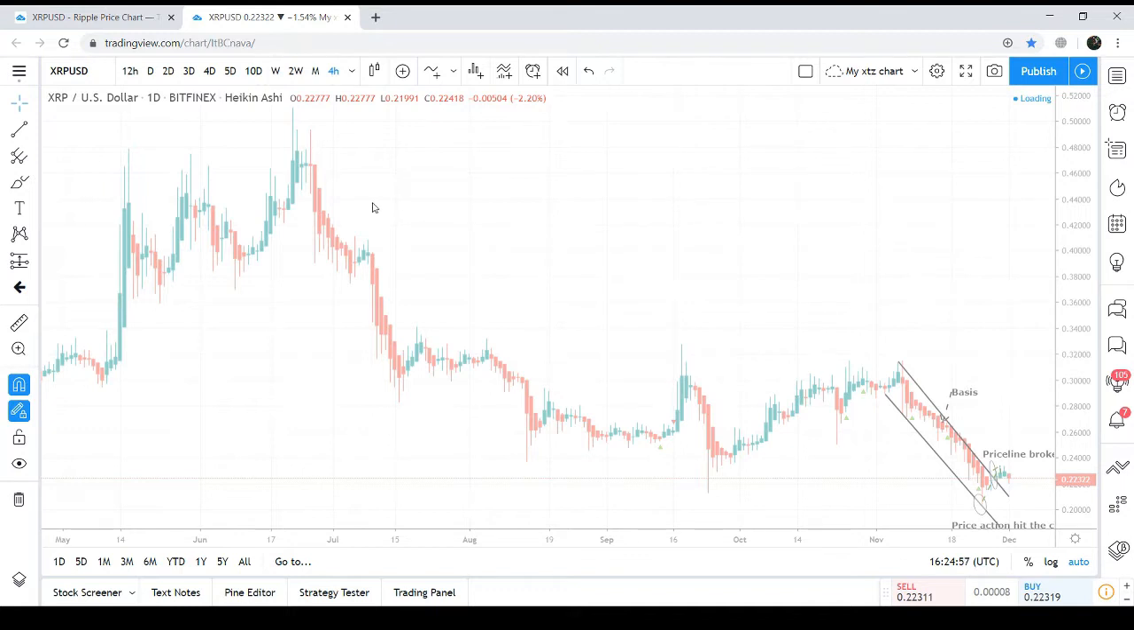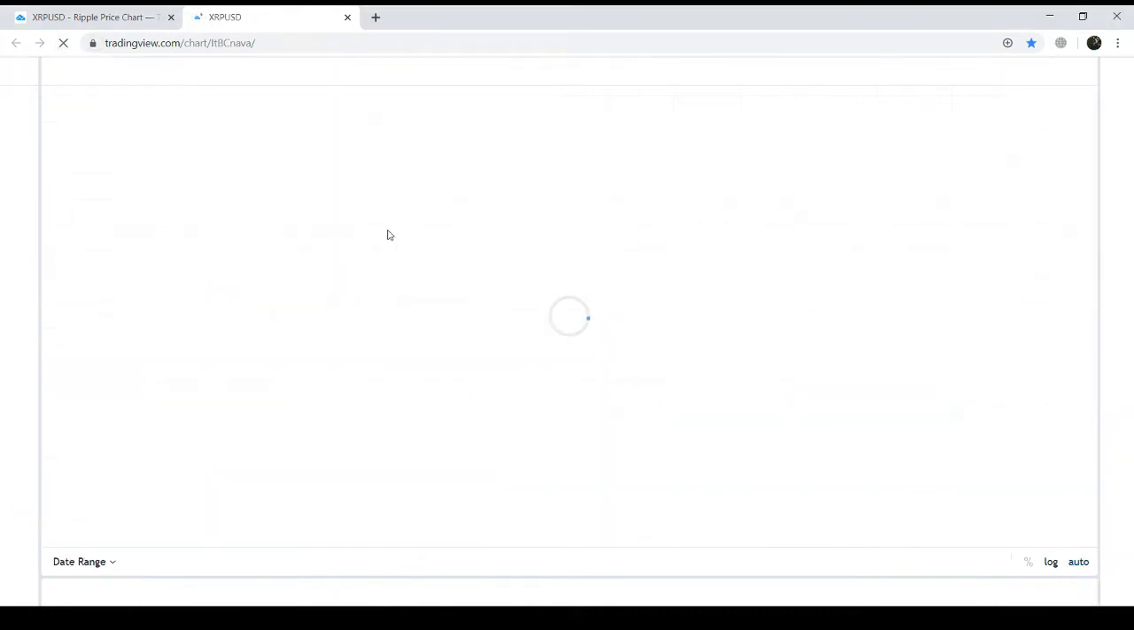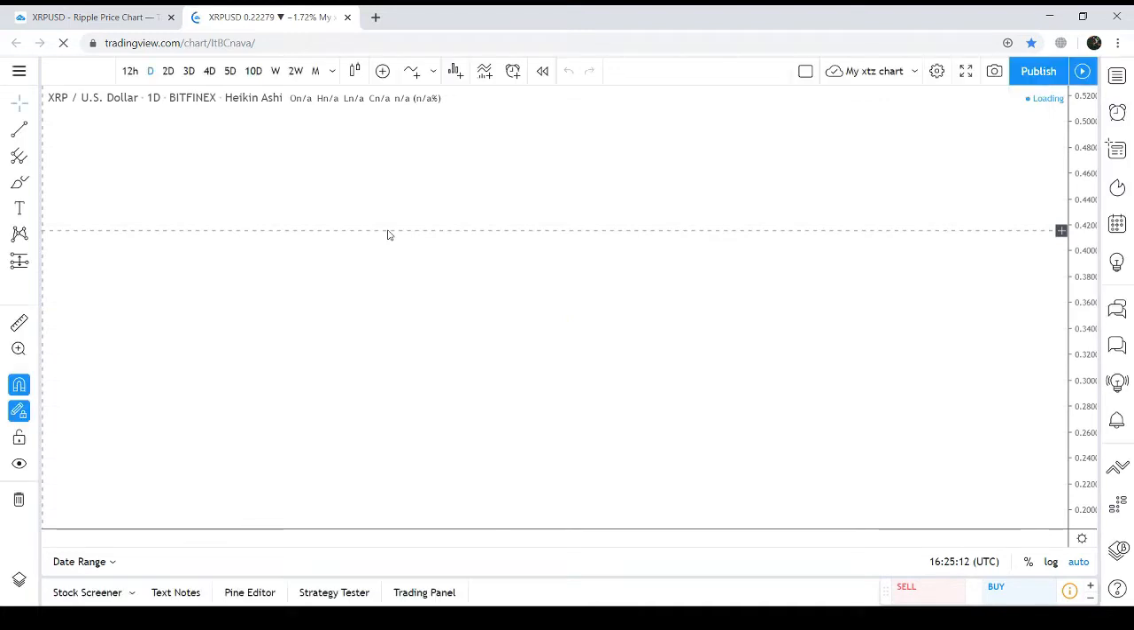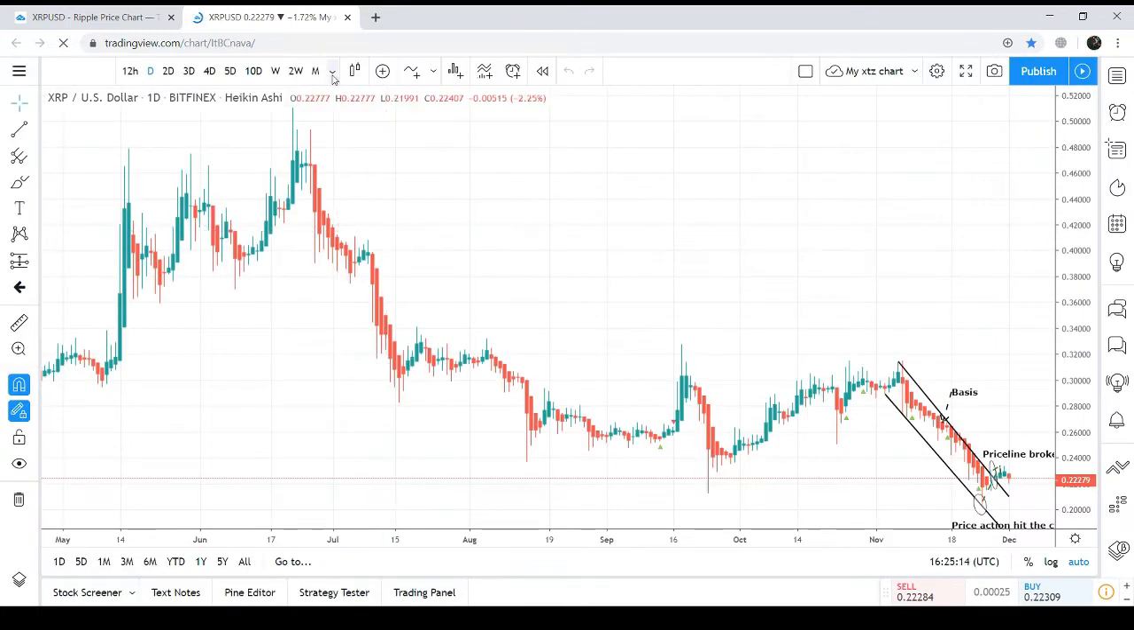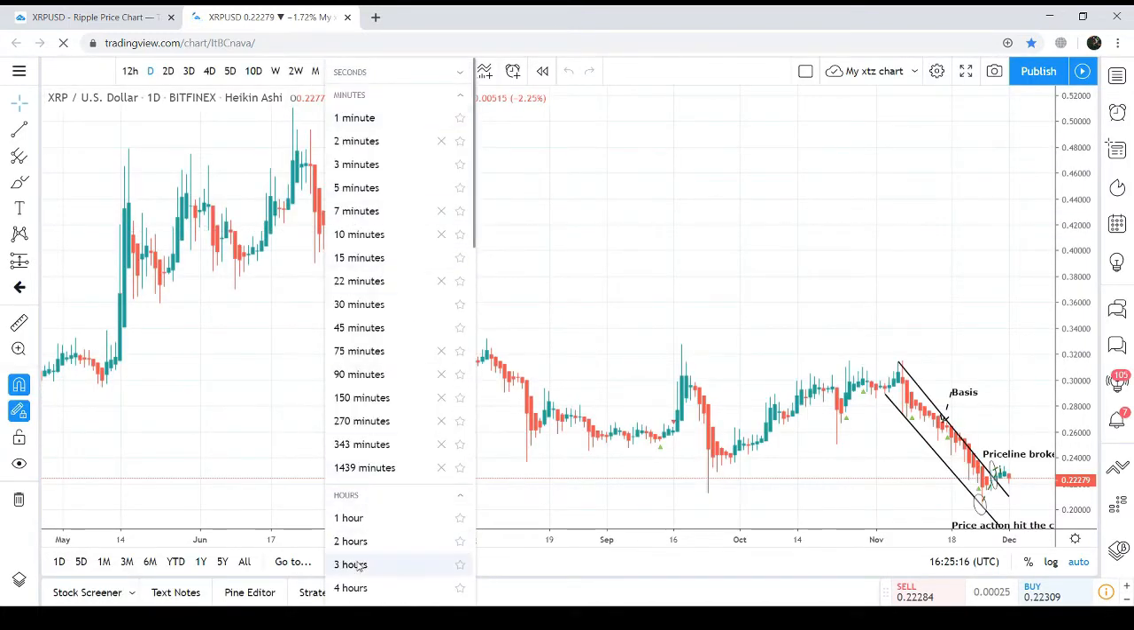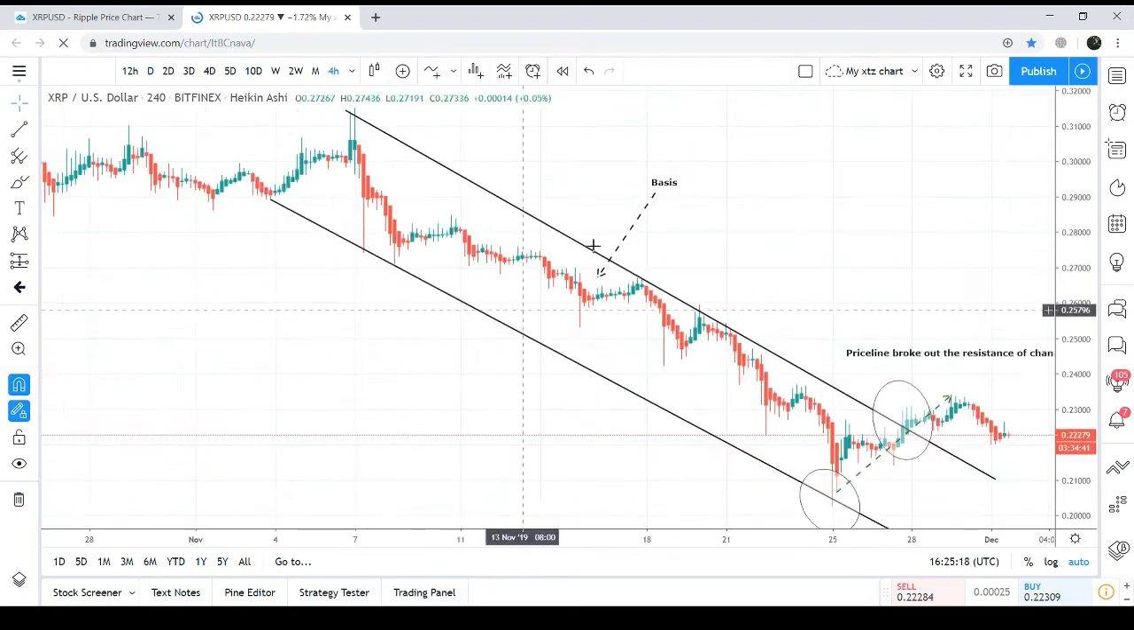I'm just switching to the 4-hour chart. It's taking a little bit of time. Let me refresh it. This is the day chart and this is the 4-hour chart. All right.